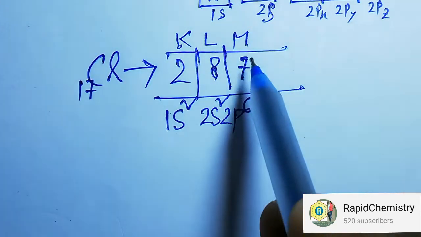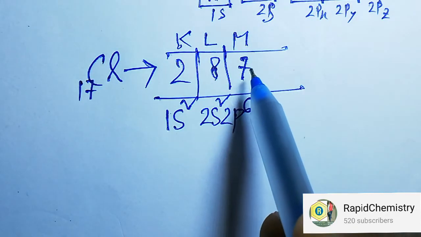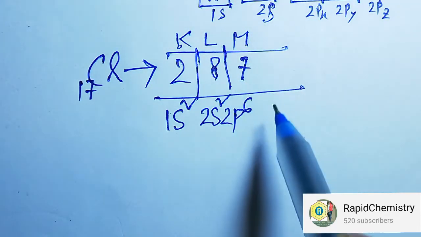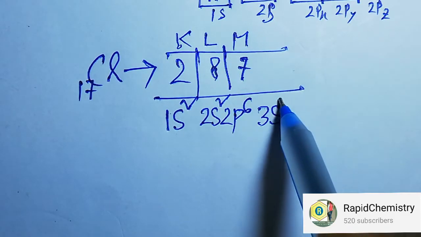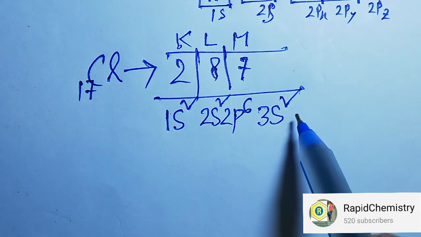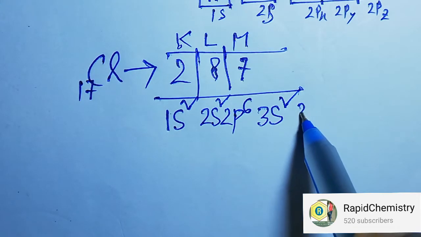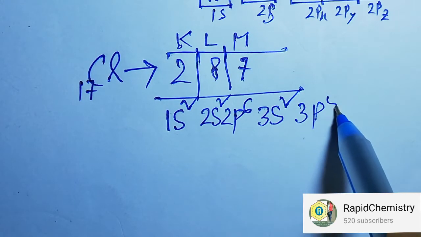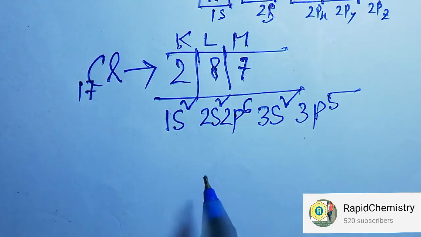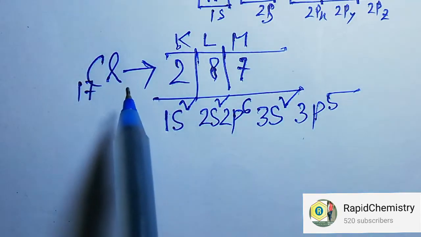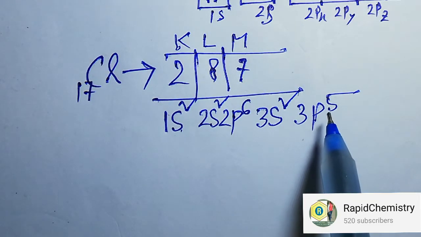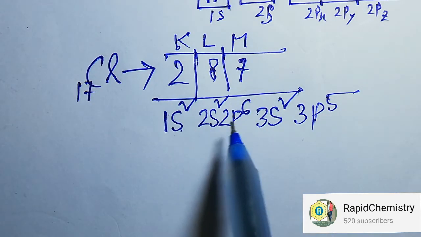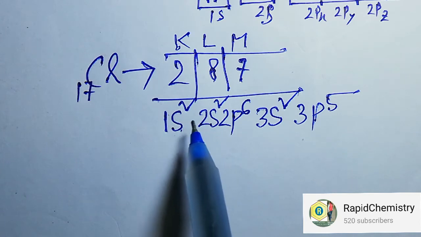For M there are 3s, 3p and 3d, but 3s has minimum energy, that's why it is filled first. 3s has 2 electrons, 3s2, and the remaining 5 electrons are in the 3p orbital. Now how to show this? The electronic configuration of chlorine is 1s2, 2s2, 2p6, 3s2, 3p5. You have to write it with no dot, no comma or any sign in between these.